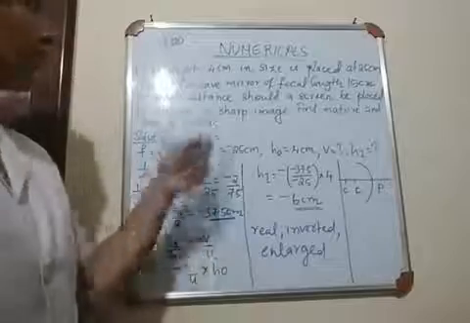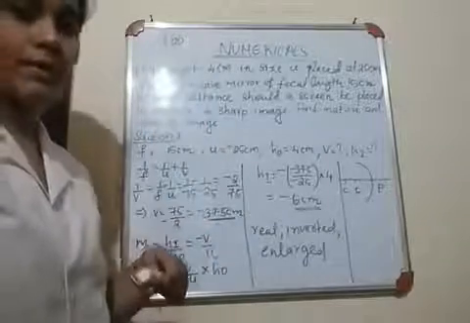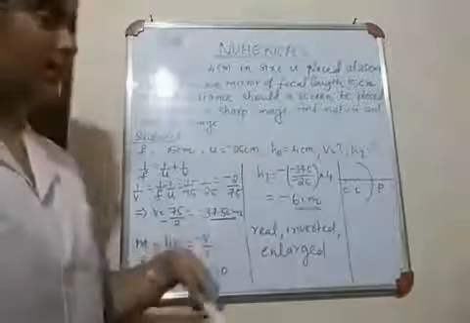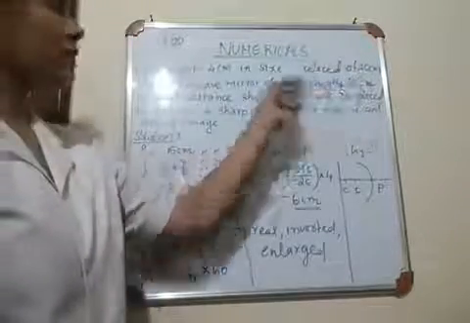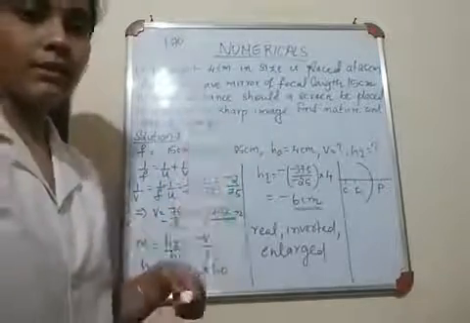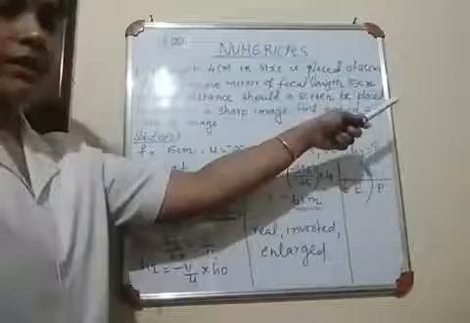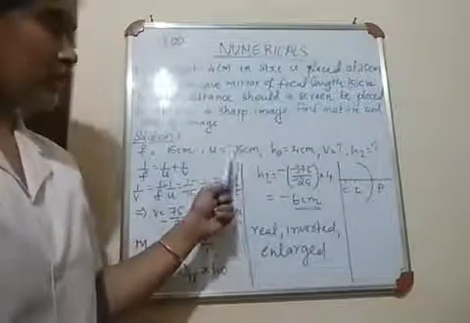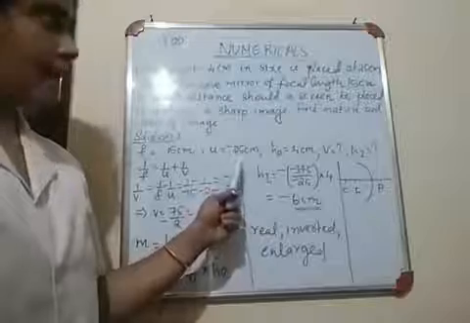So what all things are given? An object 4 cm in size. So height of the object is given. Height of the object 4 cm. Is placed at 25 cm from a concave mirror. So object is placed at a distance of 25 cm from the mirror. 25 cm is the distance between object and the mirror, that is U. And it is always taken as negative.